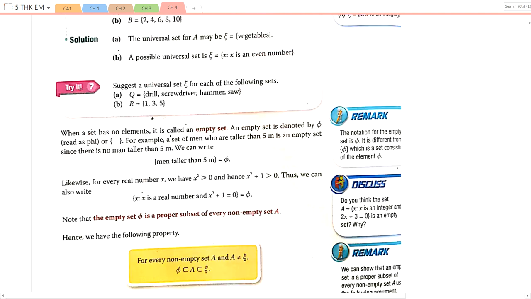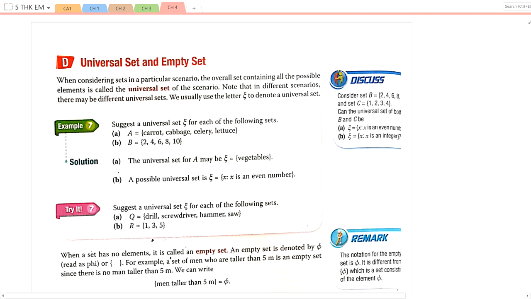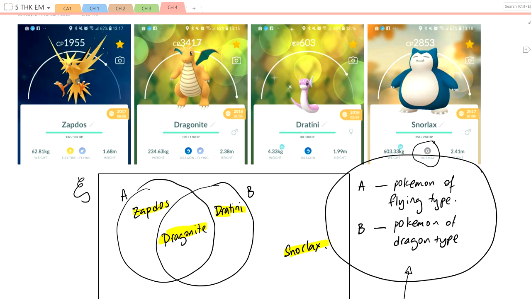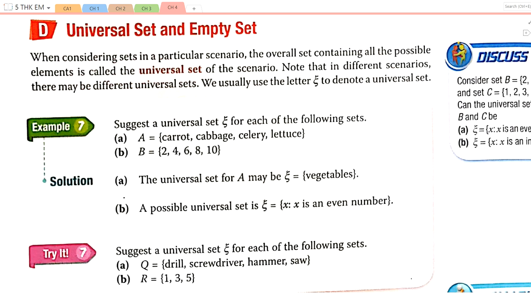And this is the last part of the lesson on universal set. Remember I mentioned the universal set when I introduced the lesson with Pokemon. So the universal set in this case contains every single element, which is every single Pokemon. And we use this symbol to represent it. Now in example 7, you are told to suggest a universal set using this symbol.